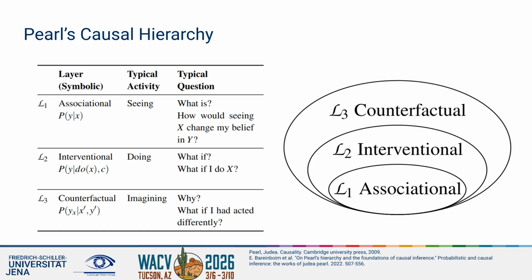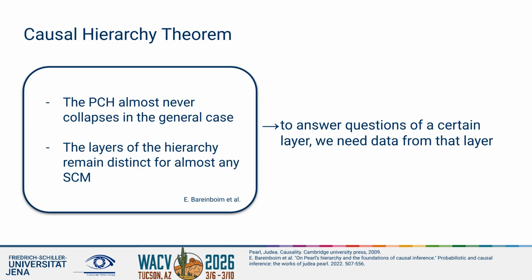Formally, such causal queries are structured in a hierarchy of increasing power. In particular, Peirce's causal hierarchy distinguishes between associational, interventional, and counterfactual queries. In this work, we focus on the interventional level. Crucially, the causal hierarchy theorem states that in the general case, the hierarchy is strict and does not collapse. In particular, interventional queries cannot be answered from purely observational data. We need interventions.